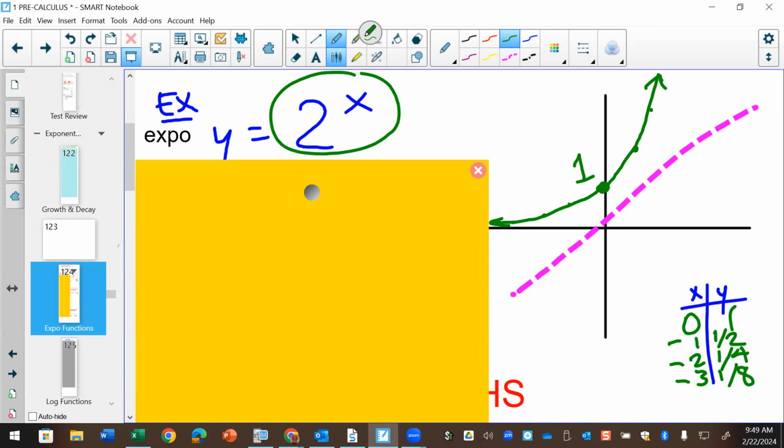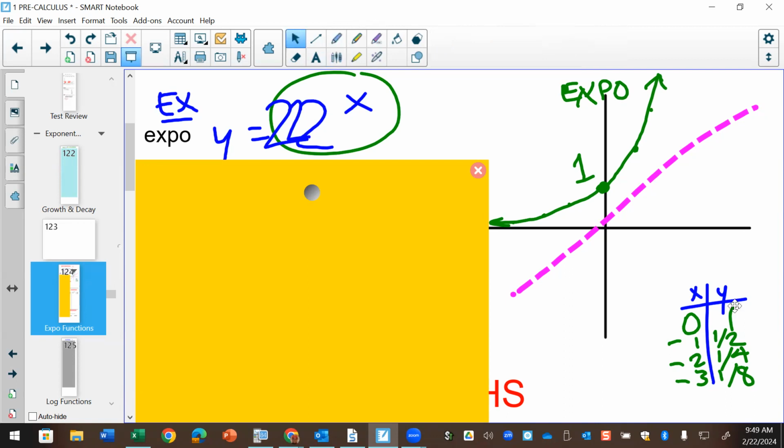And how many points do you need to label for me? 1. (0, 1). So write yourself a little note: that is what all expo graphs go through. Don't believe me? What if I had changed 2 to the x into 22 to the x? What was 22 to the 0? 1, same picture. What if it was 222 to the x? Same picture. So remember that picture in green, and it goes through (0, 1), and that's it.